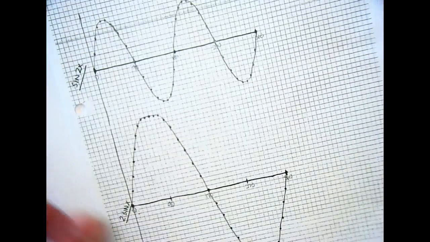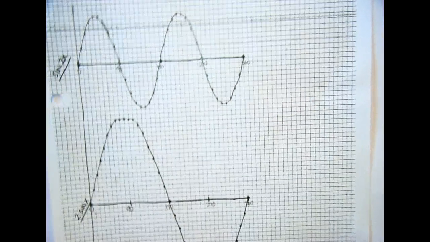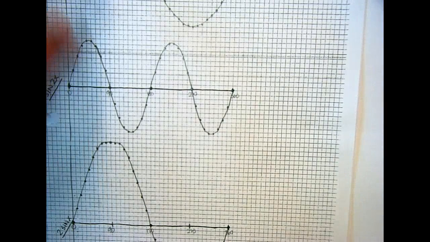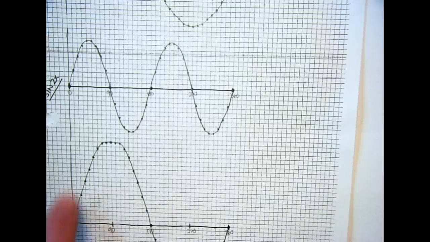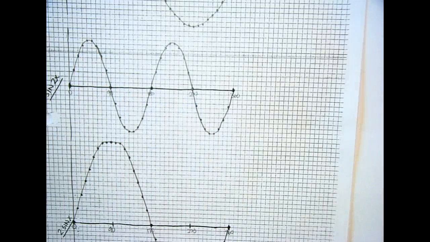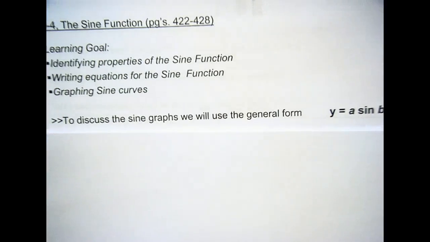How does b change our graph? B affects the period of the function. Good. B affects the period. In fact, I heard some students talking yesterday, the number of kind of bumps you see in it. We're going to see that in the next part here as well. So we're going to kind of play around with that function.